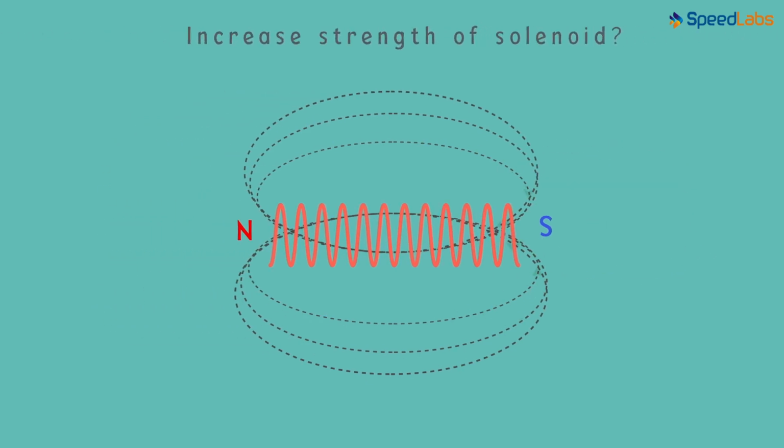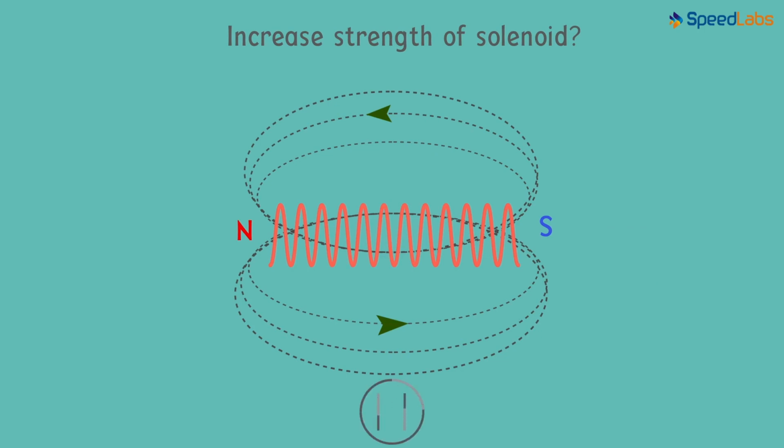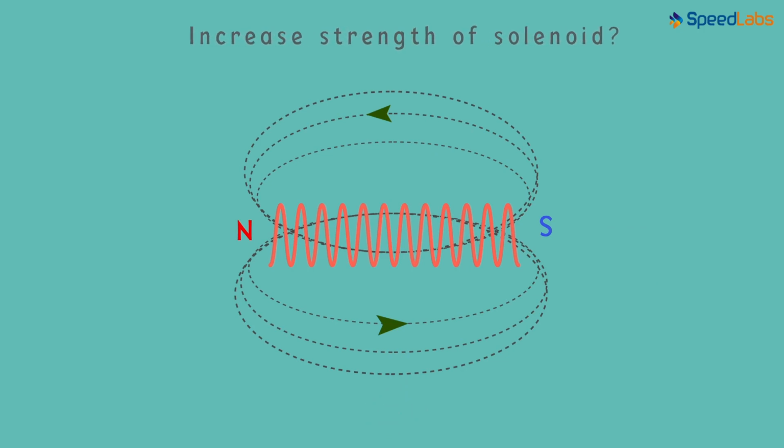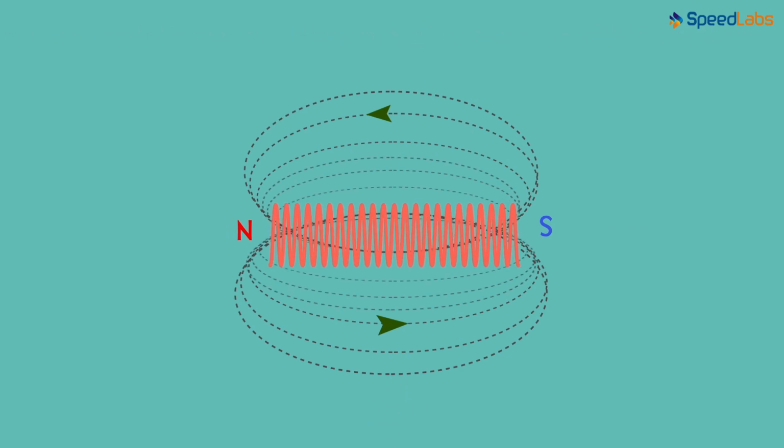Now tell me, do you think we can increase the magnetic strength of a solenoid? If yes, then how? Exactly. We have to increase the number of turns. More the turns, more will be the magnetic strength.